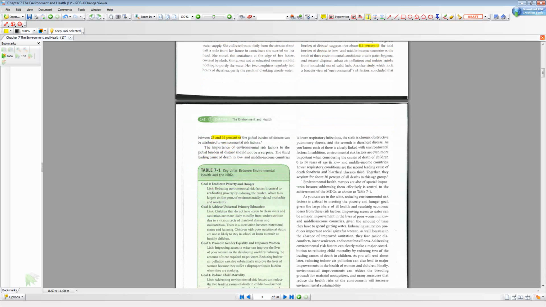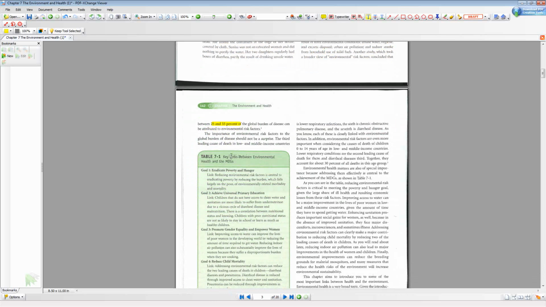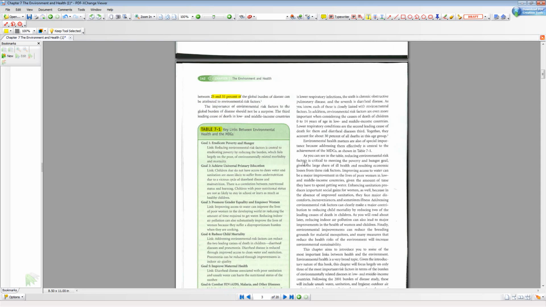We can see here that it's important for us to understand these links between the environment and the Millennium Development Goals. So read through Table 7.1. Because again, when we think about the Millennium Development Goals, we may not link that back to environmental health and exposures. But we can see that it does play an important role. So please familiarize yourself with this table.